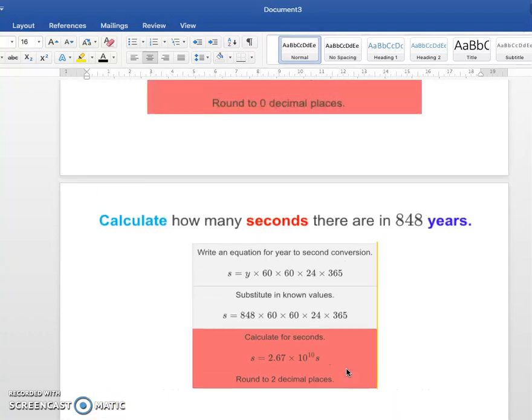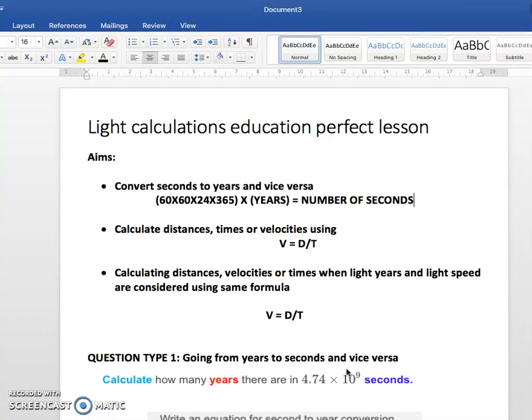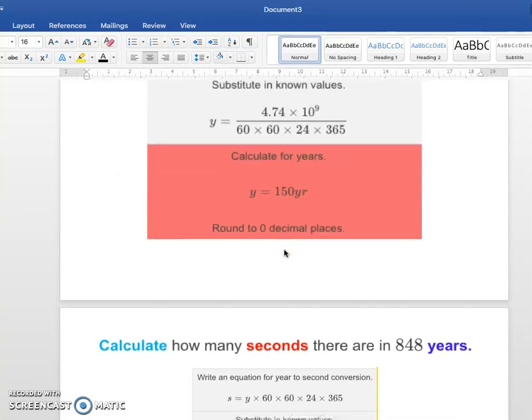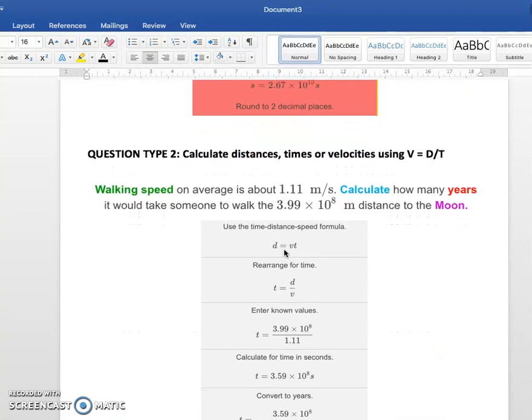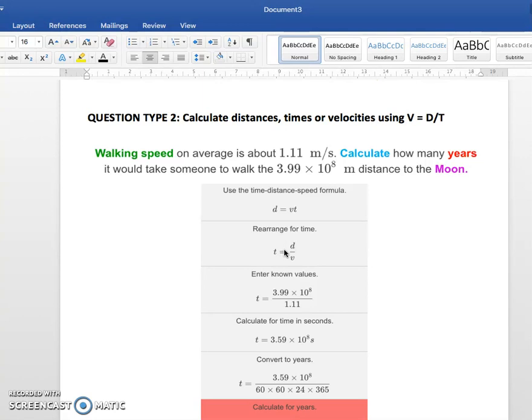Okay, that covers the first aim. The second aim is calculating the distances, times, or velocities using this formula. So here are some examples of how to do that. The question says, our walking speed on average is about 1.11 meters per second. Calculate how many years it would take someone to walk 3.99 times 10 to the 8 meters, which is the distance to the moon.